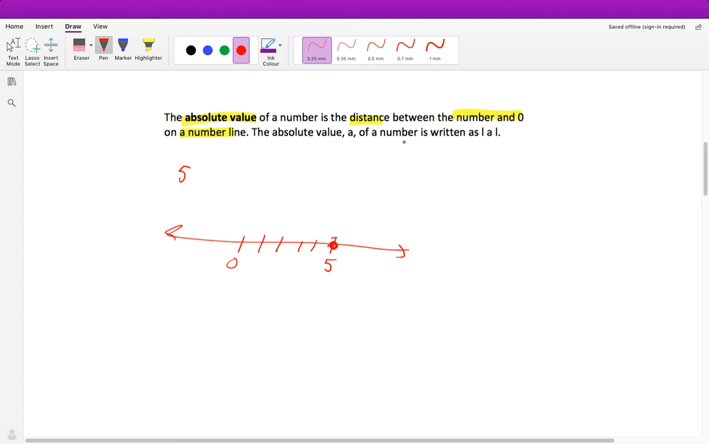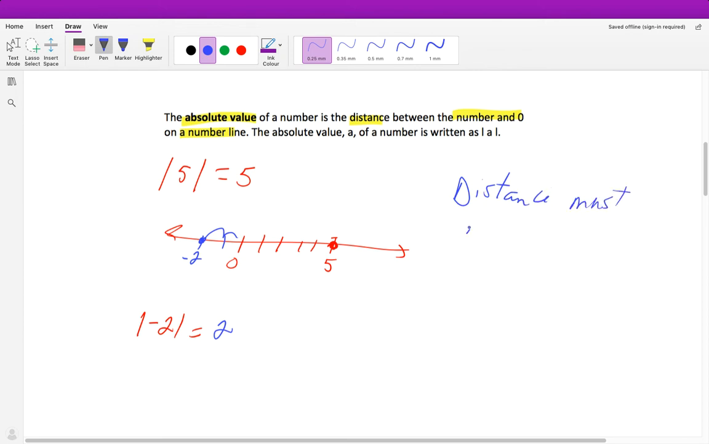The absolute value of a number is written with this symbol here. So instead of saying the absolute value, we can write 5 in between these two lines. And we know that this is then equal to a positive 5. And if I say the absolute value of -2, what does this equal? Well, I know that -2 is 2 units away from 0. So the absolute value of -2 is +2. All right, remember, it's the distance away from 0, and distance must always be positive.